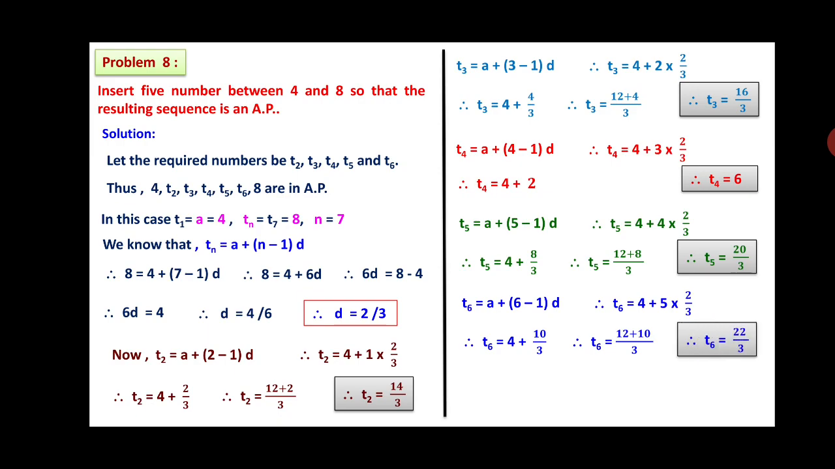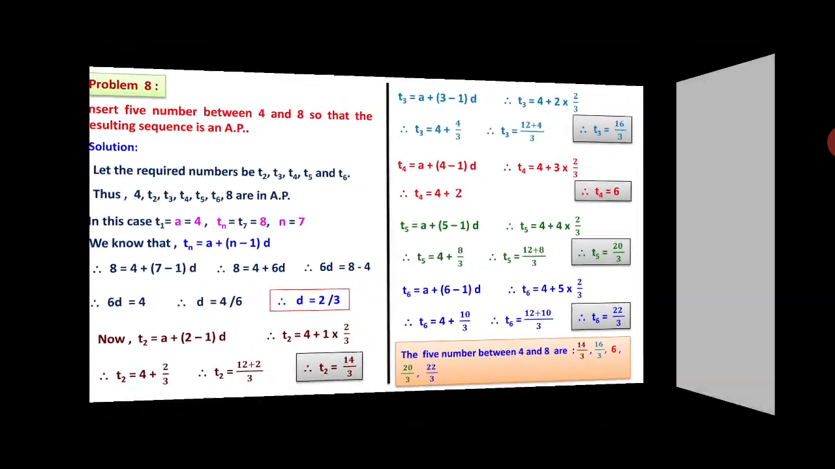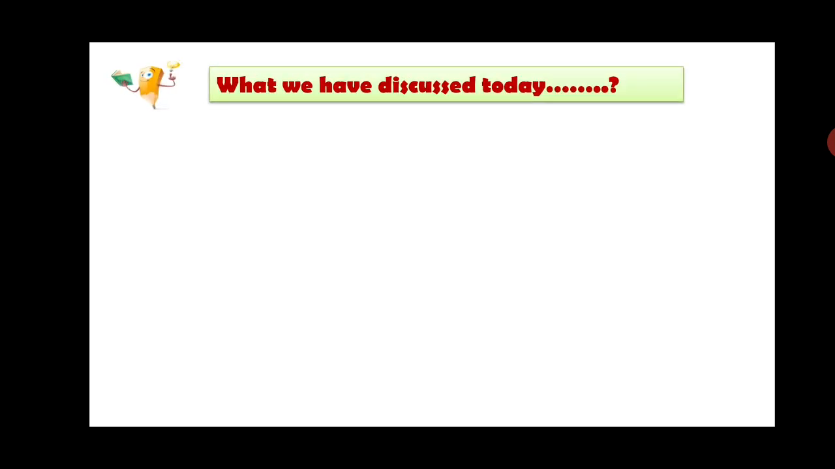So friends, here the 5 numbers that are between 6 and 8 are 14 upon 3, 16 upon 3, 6 (or you may write 18 upon 3 also), 20 upon 3 and 22 upon 3. So friends, I think till now you haven't got the idea of the nature of the questions that could be asked in question number 4 and 5. So similar such parallel problems you have to develop and try to attempt them. Use the reference study material for that.